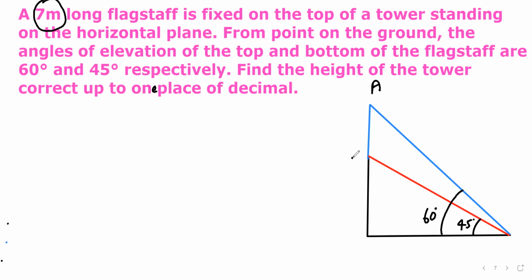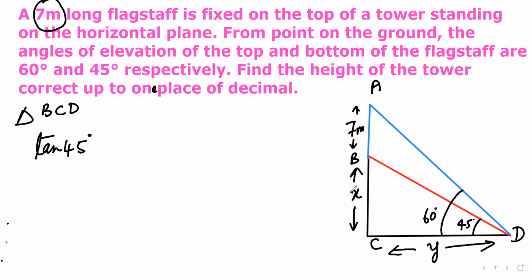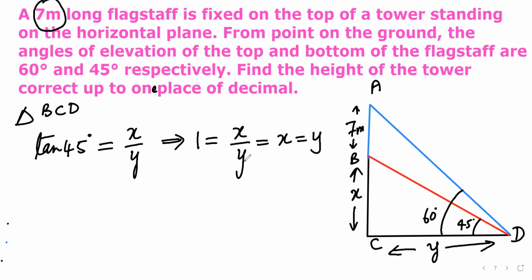And from here to here is the base. BC is opposite to 45° and CD is the base. Tan 45 equals x divided by y. And we know that the tan 45 value is 1. So 1 equals x by y. That is, x equals y, because we can cross multiply here.